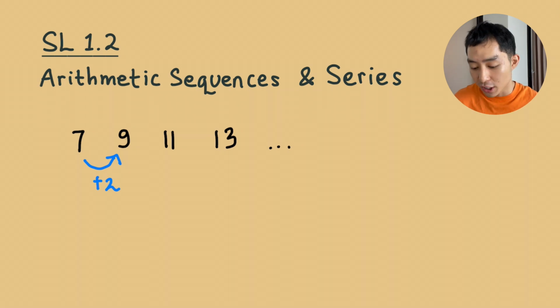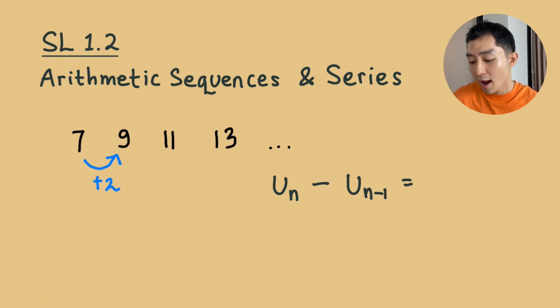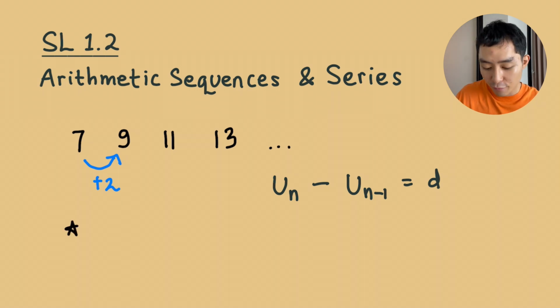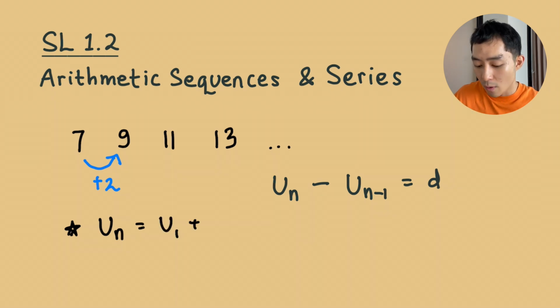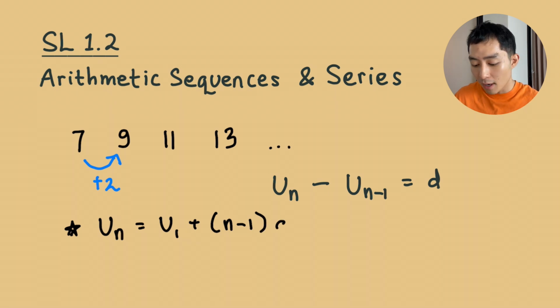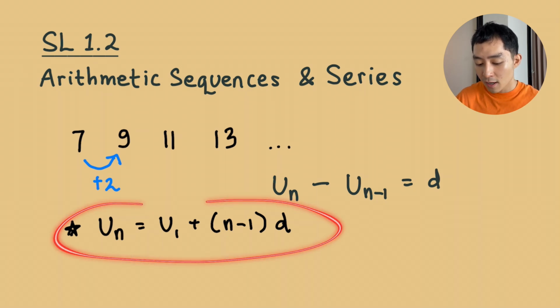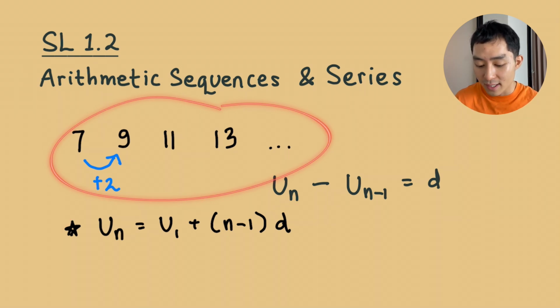By definition, a term subtracted by the term before has a common difference. This is the basic understanding of an arithmetic sequence. That's why in your formula book, you have the formula: Un is the first term, and then you add it with n minus 1 in brackets multiplied by the difference. So you can see that this formula works in this context.